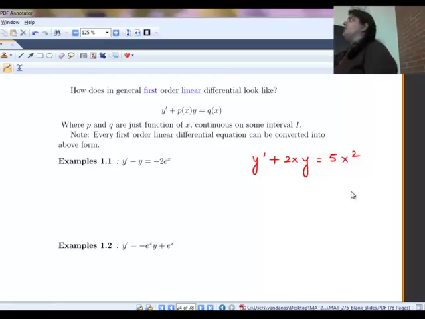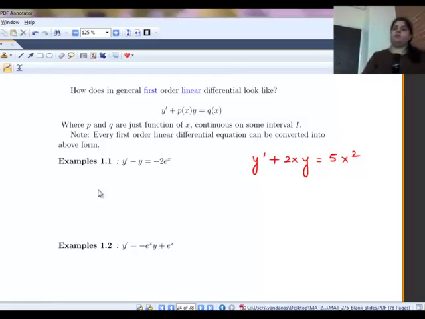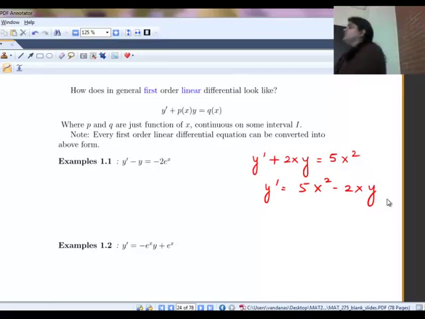But try to convert it if you can. So you will do what? You will first isolate y prime. Push everything on the left except y prime to the right. So you will get y prime equals 5x square minus 2xy. Now can we find f(x) and g(y) in this? No. So this is not a separable differential equation.